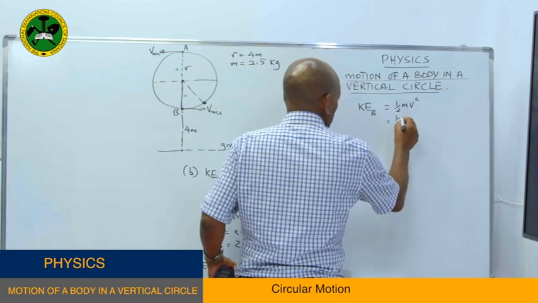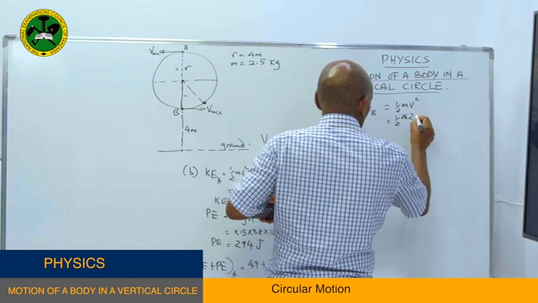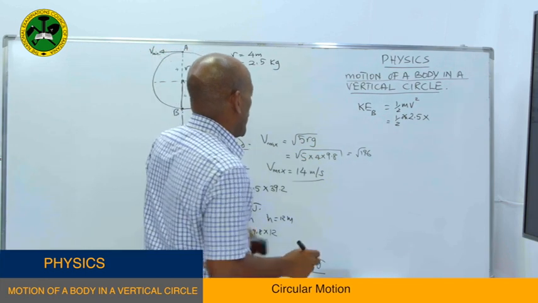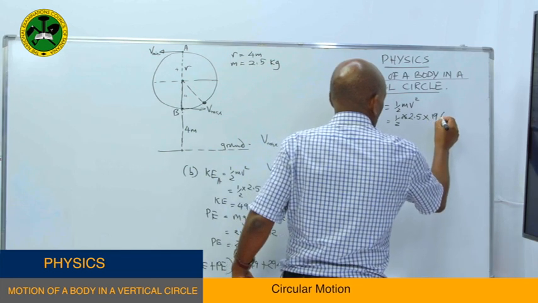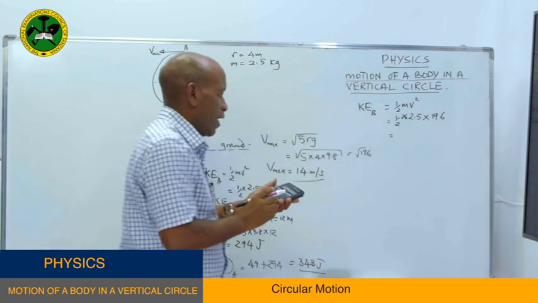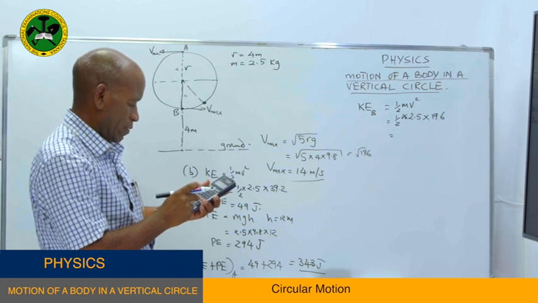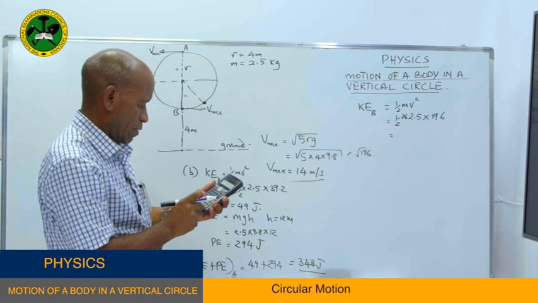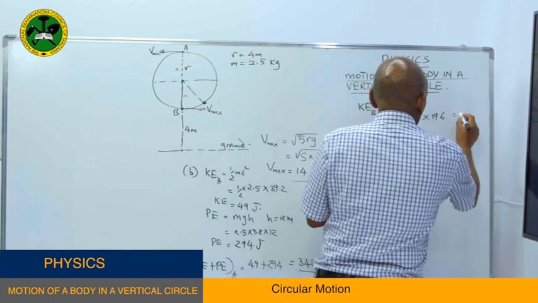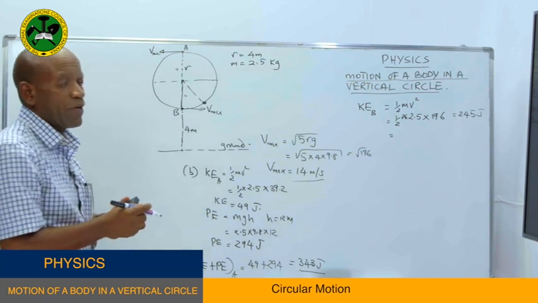This will just be equal to a half times the mass, which is 2.5, and the velocity squared is equal to 196. And we can compute there and obtain the kinetic energy. So here we're going to get 245. The kinetic energy at the bottom is 245 joules.